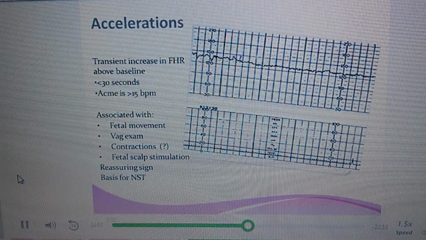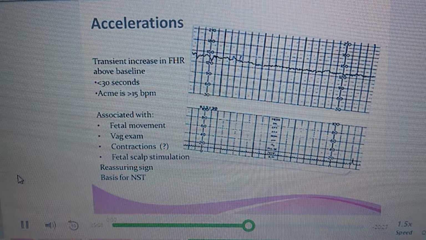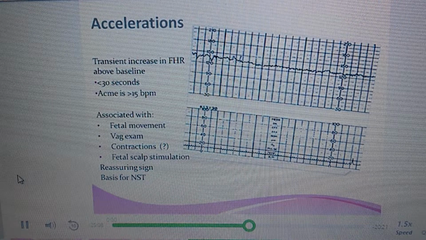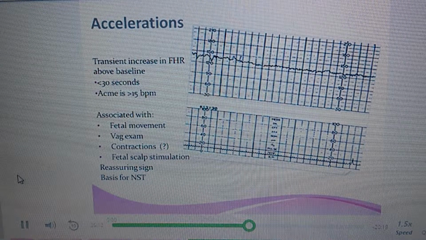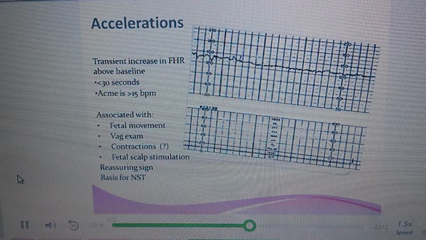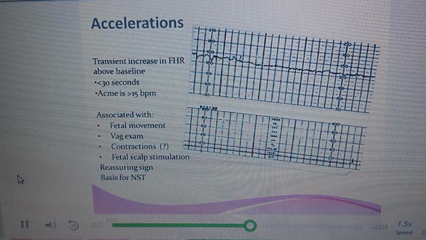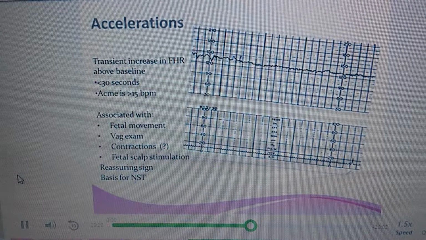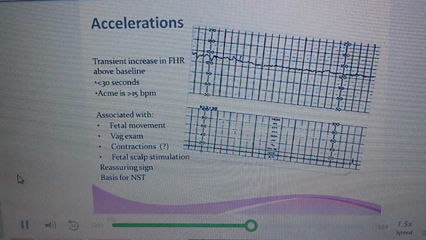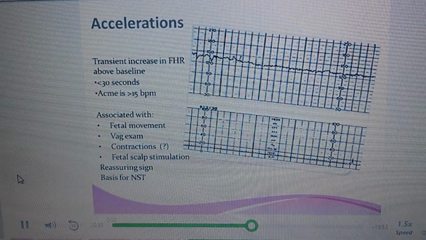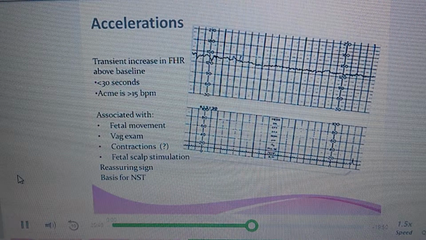An acceleration is an increase in the heartbeat above the baseline. So if we establish that our baby's baseline was 130, then an acceleration would be considered a heartbeat that goes up to 145 and lasts 15 seconds or more. So an acceleration is defined as a fetal heart rate that goes up 15 beats above the baseline and lasts 15 seconds or greater. Okay, 15 seconds or greater.